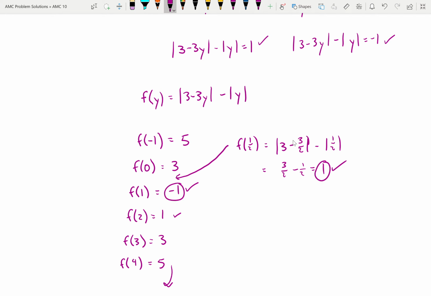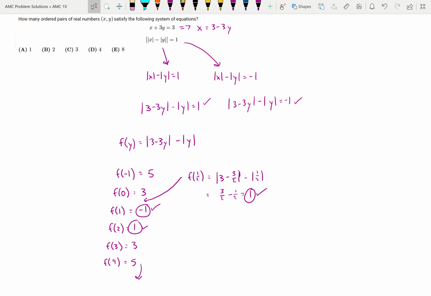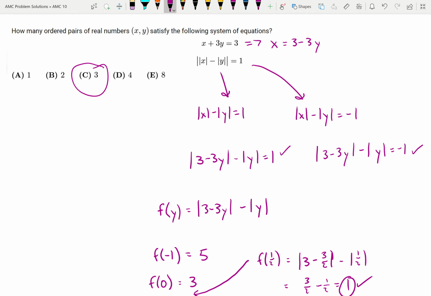So the answer is there are 3 ordered pairs. The ordered pairs are when y equals 1/2, y equals 1, and y equals 2. So the answer is choice C, 3.